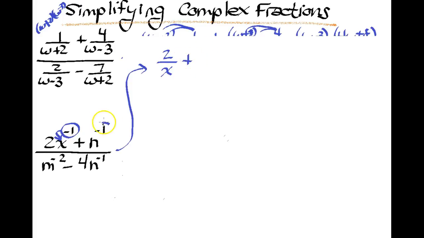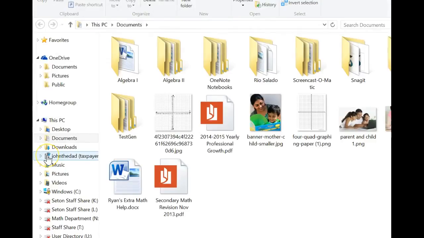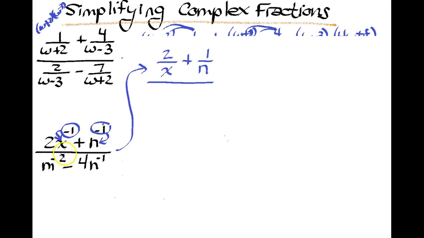Okay, so this negative 1 here says take the reciprocal of n. So we're going to add to it 1 over n. Now what do we do in our denominator? And this negative exponent means take the reciprocal of m and change our exponent to a positive 2. Okay, and this negative 1 is only applied to the n, not the 4. That's the most common mistake. So don't forget that the exponent is applied to what it is right next to, not the thing that's 2 away from it.